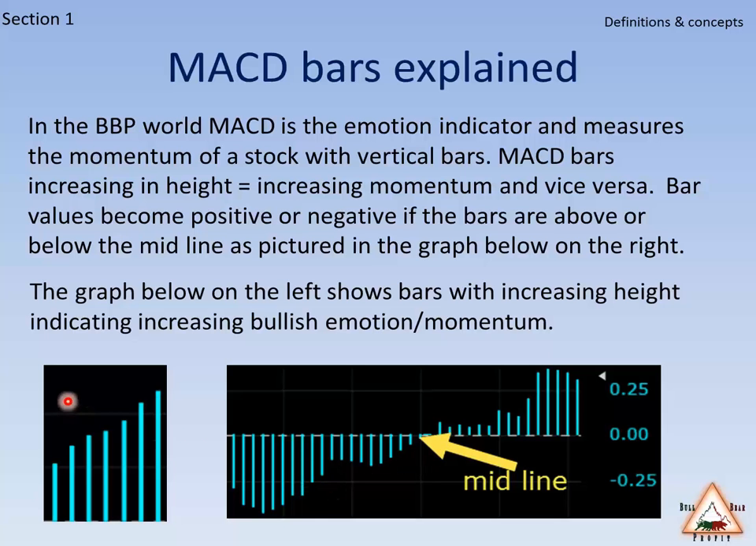Whenever the bars would be coming down, just illustrated here, just starting to come down, then the momentum would be decreasing. Bar values become positive or negative if the bars are below the midline, as pictured in the graph below or on the right. So these are the bars, and that's the midline right here. This is the zero line. Whenever bars are below this line, of course we're in the negative numbers, and if they're above, we're into the positive numbers here. The bar graph on the left shows bars with increasing height, indicating increasing bullish emotion/momentum.